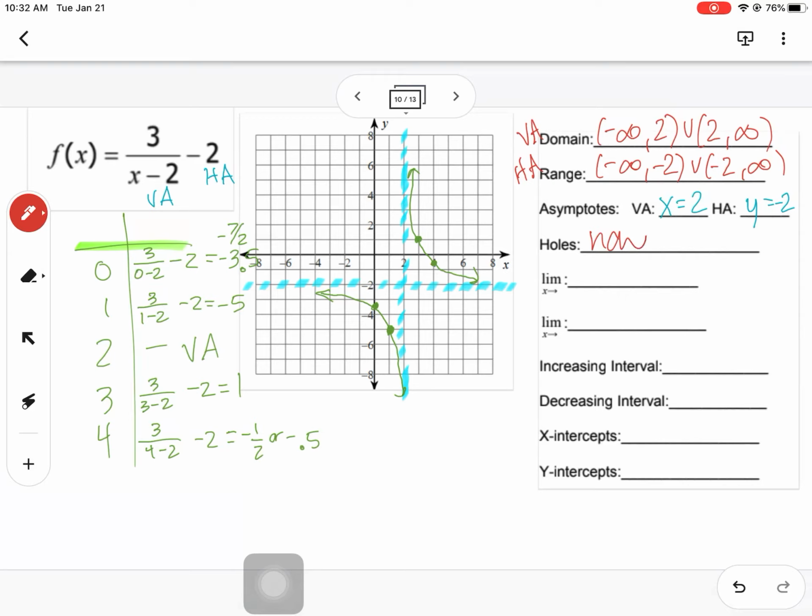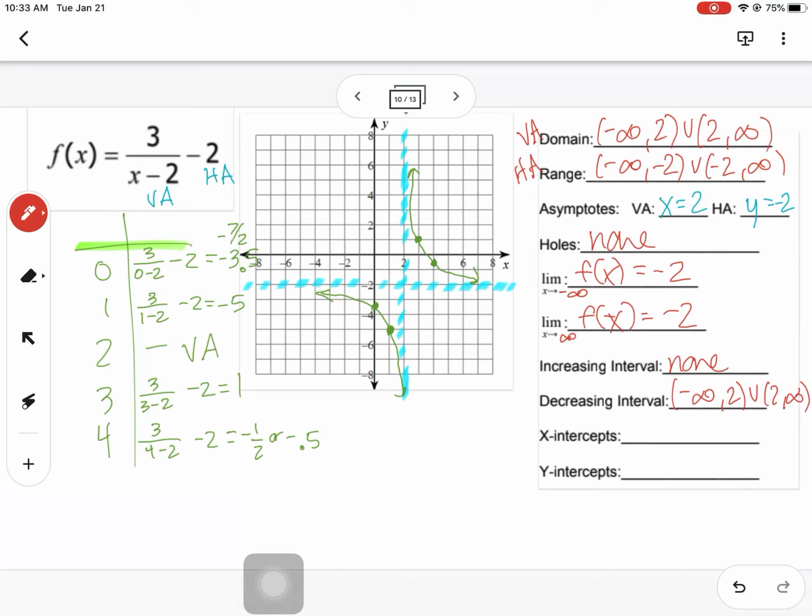Today, again, we won't have holes. For your limits, you're going to use your left and right. And so this will be f of x. On the left, it's approaching negative 2. And on the right, it's also approaching negative 2. Typically, these will match. Again, as we get to more complicated ones next time, they will not always match. This graph is only decreasing, so I'm going to put none. It's going to be negative infinity to 2 and 2 to infinity.